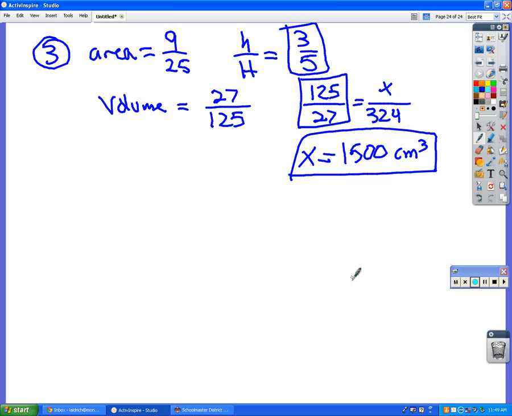Okay, so that is also a good question. And that actually is one that you should be able to figure out. Start with the area, square root it to get the sides, cube it to get the volume, and then use that ratio to figure something out. All right? Okay, now what?